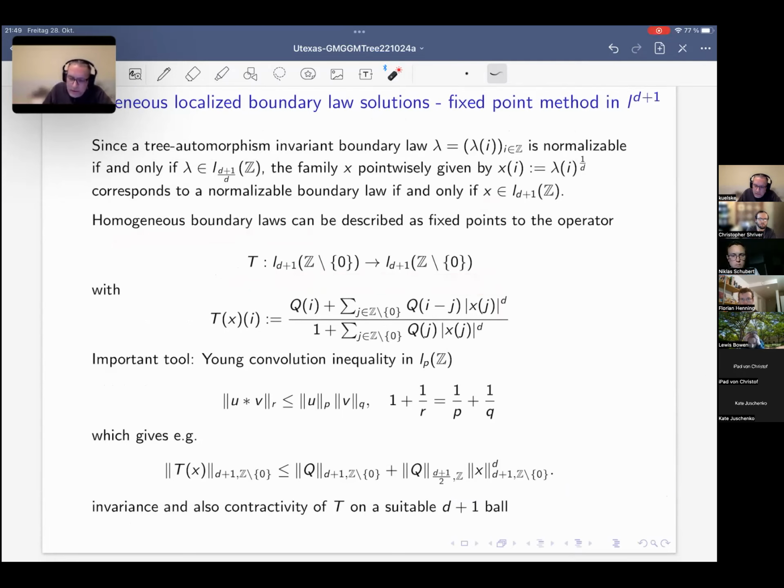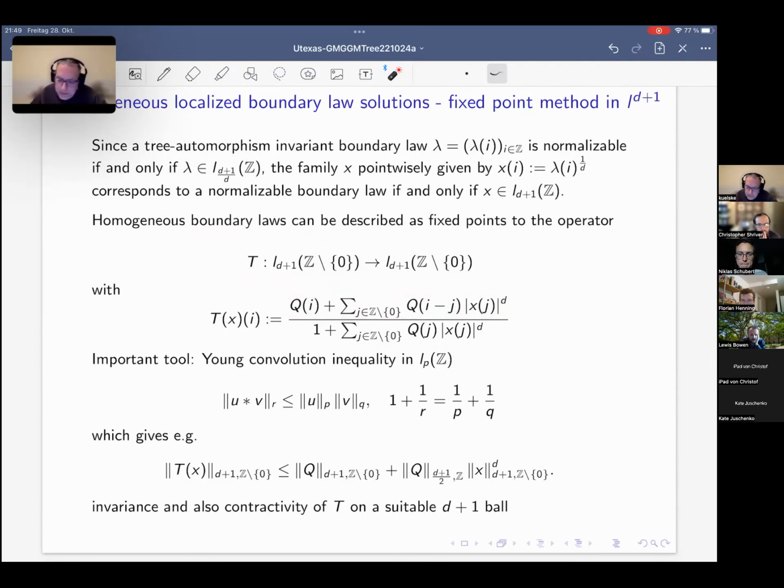And let us consider things only away from the 0, so sequences that are only considered away from the 0. And so the operator is the following. This is convolution of Q with x to the power d.